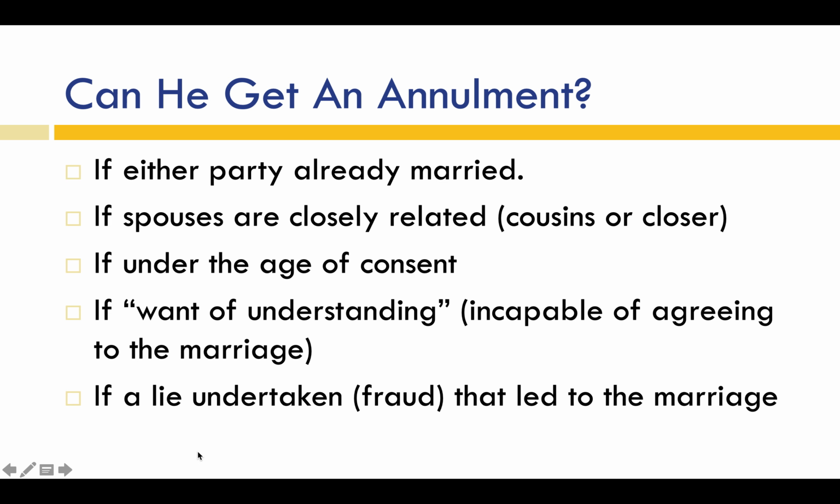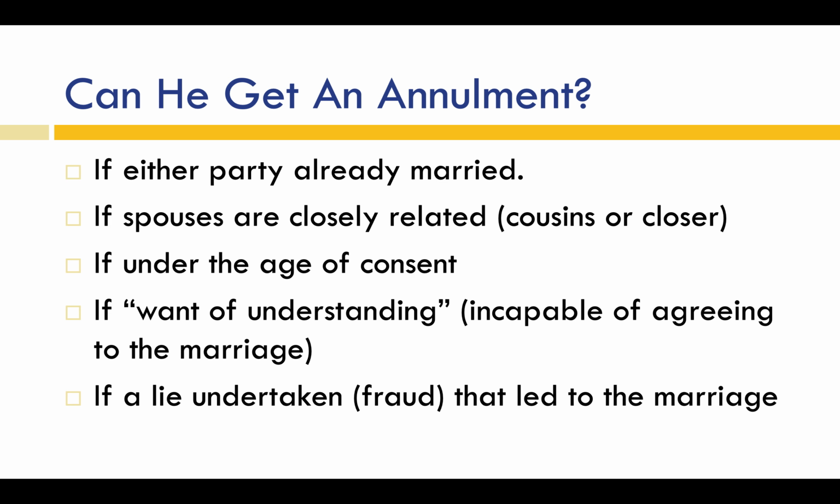All right, let's discuss getting married. Can you get an annulment if either party is already married before they get married? Yeah, that's obviously because the contract for marriage is basically unenforceable at that time if you've already been married and you haven't gotten divorced. If the spouses are closely related, cousins or closer. I guess the exception there is for West Virginia, where cousins marry each other all the time. Just kidding, if you're from West Virginia.